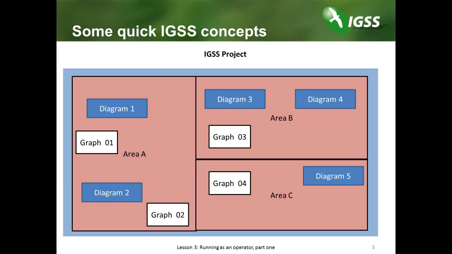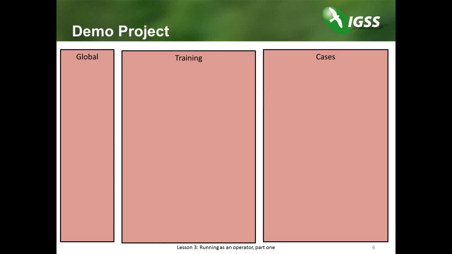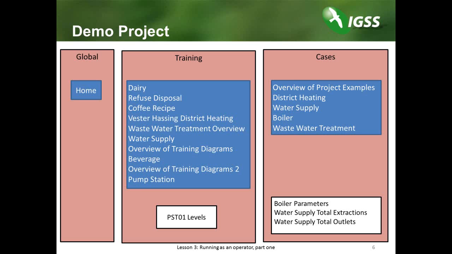I will be using the demo project in these training videos, and this is the framework of the demo project. The global area is always present in an IGSS project, and it contains elements that are common or should be common to all areas, such as object templates. The training and cases areas are particular to the IGSS demo project. The training and cases areas contain these diagrams and these graphs. You can change areas and diagrams by using the toolbar, or you can create buttons that open the diagrams. The demo project has buttons, and I will also demonstrate area, diagram, and graph navigation by using the toolbar.